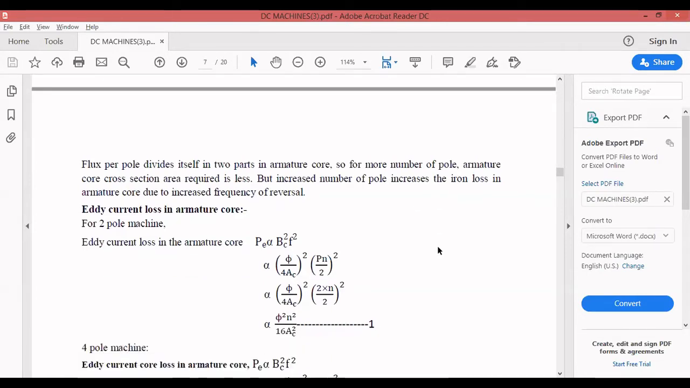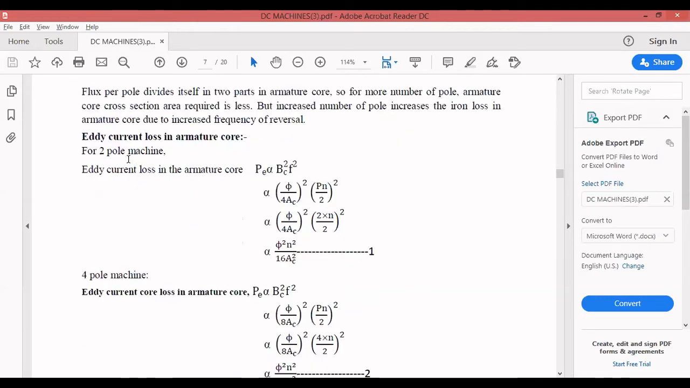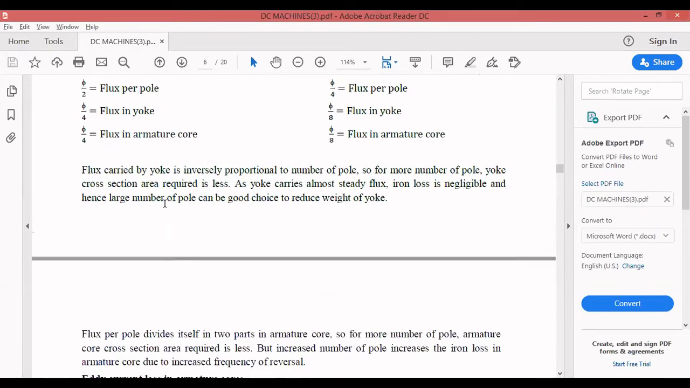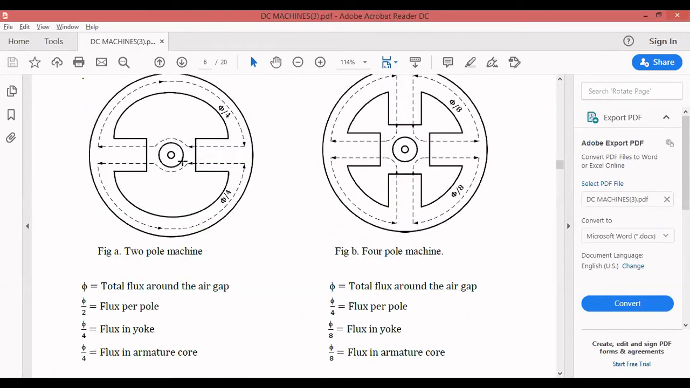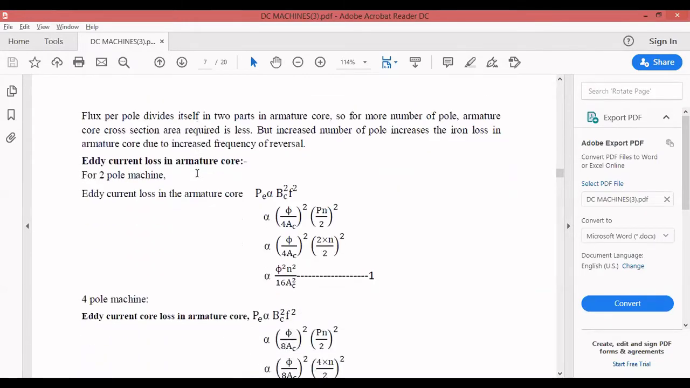Let us discuss in detail the eddy current loss and the hysteresis loss based on the number of poles you are going to select. So what I'm doing here, I'm going to take a two pole machine. I'm trying to calculate the eddy current loss in the armature core. I'm going to take a two pole machine here and try to calculate the eddy current loss in the armature. Let us see from the equation.